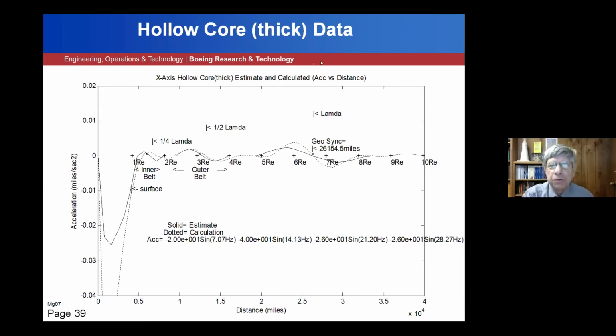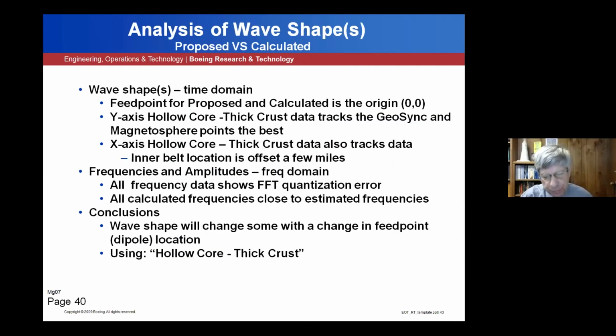So those two, the hollow core, thick crust data, appear to line up fairly well with both the X and Y axis. So now we'll do a little bit of analysis on there. Right now, I'm using a single feed point at the origin. And so the hollow core thick crust tracks best. And the inner belt location is just a little bit off. Frequencies and amplitudes line up in spite of the quantization error. However, when I change the feed point to a dipole, there is a possibility that there's going to be some changes in the shape.